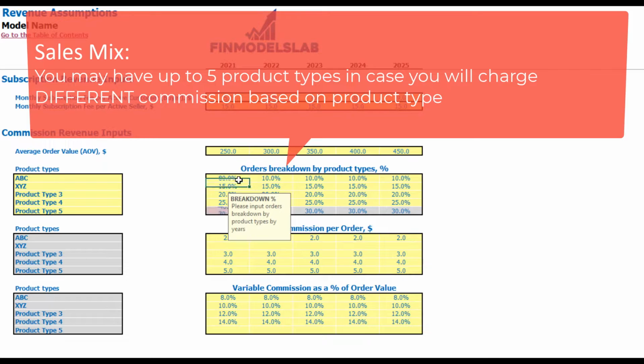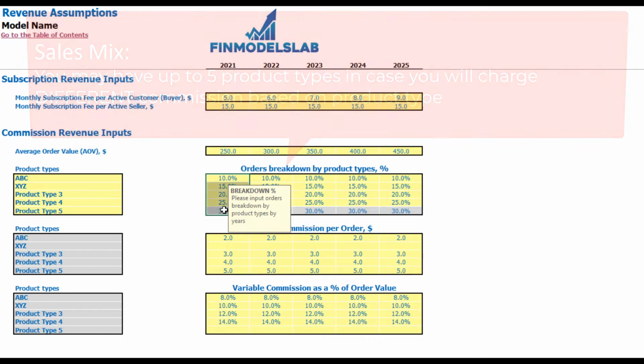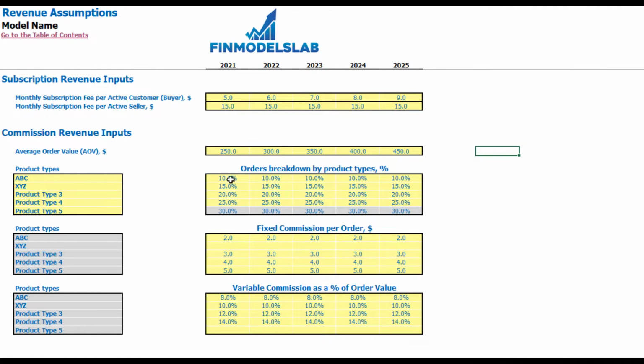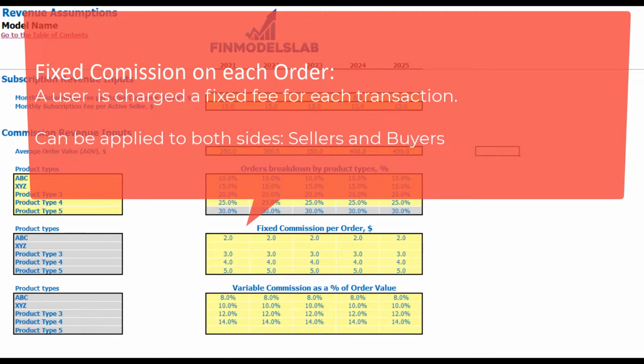So if you set up 80% here, for example, you have minus 40% for product type 5, which doesn't make sense. So you may see the cell as red. So you should always keep the total amount 100 and each driver should be positive. Then we have 2 types of commissions, which is fixed commission per order or variable commission per order.